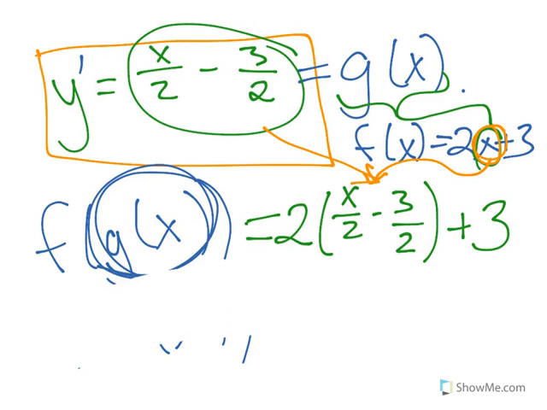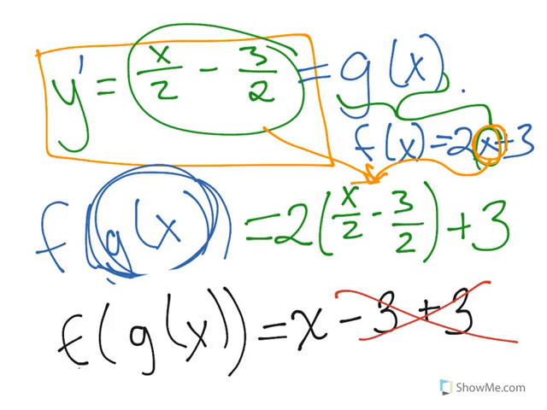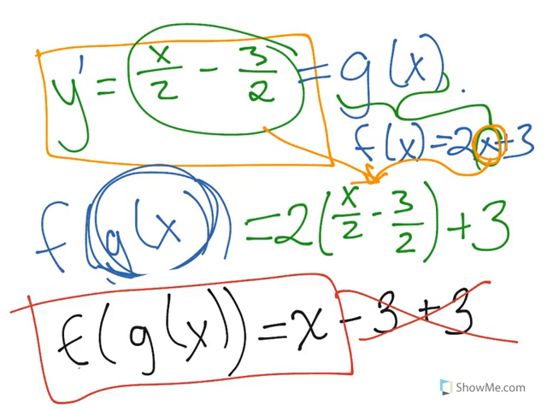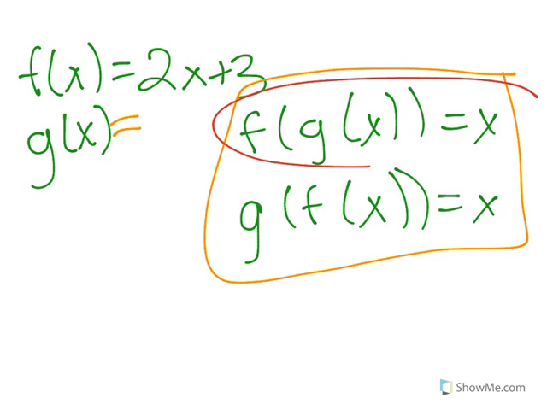Okay, so now we will try to simplify this a little bit to make sure that everything is the same. So 2 times x over 2 is equal to x. 2 times negative 3 over 2 is equal to negative 3. And then plus 3. These two cancel out. And we get that f of g of x is equal to x, which is, as you might recall, exactly the definition of what the inverse function is right here.